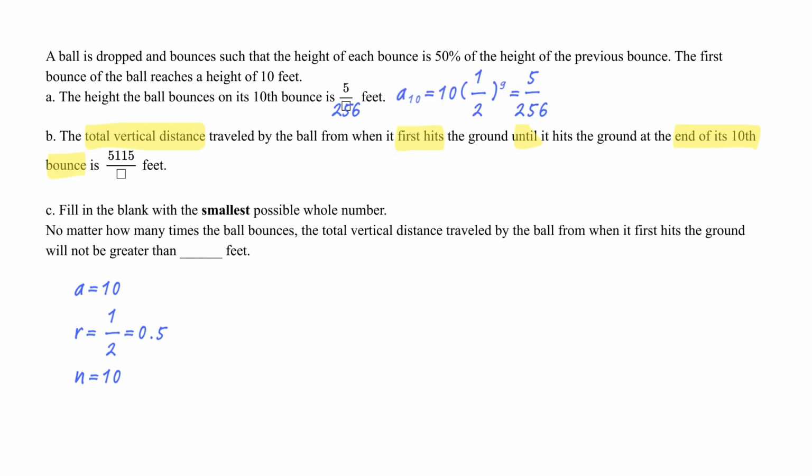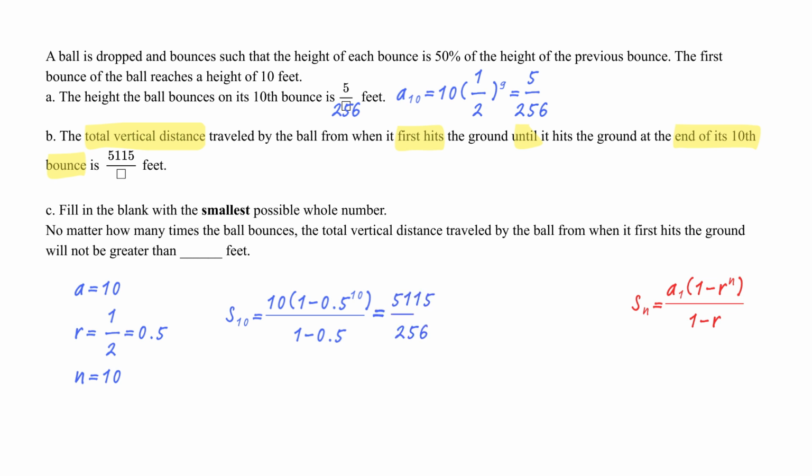Next, we need the total vertical distance from the first hit until the end of the 10th bounce. Keep in mind that for every bounce, the ball travels up and down. We will need this piece of information in a while. For part B, we are going to use the sum formula for 10 terms.